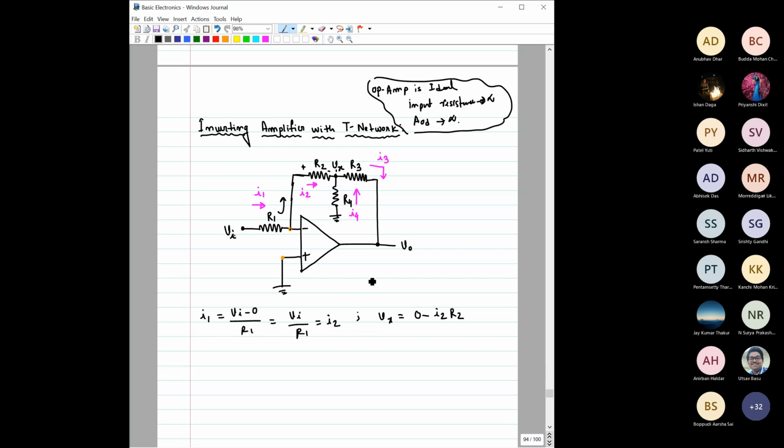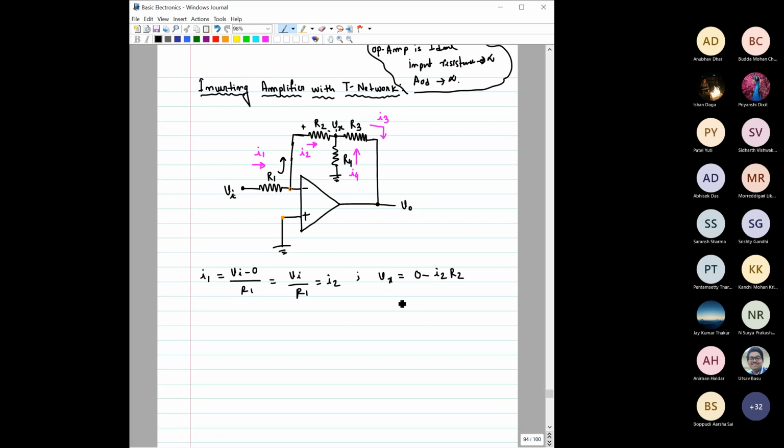Okay, sir. So here you can see this Vx. If we can write Vx like this, then we also can replace this I2 by Vi by R1, right? So we can write it as Vi by R1. Here it is R2. Or in a good looking manner, we can write it as R2 by R1, right?